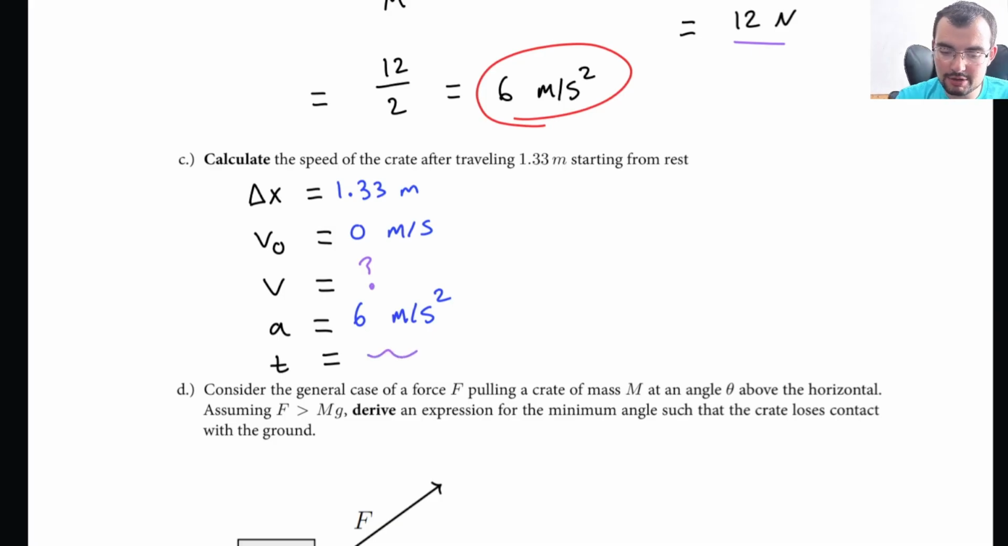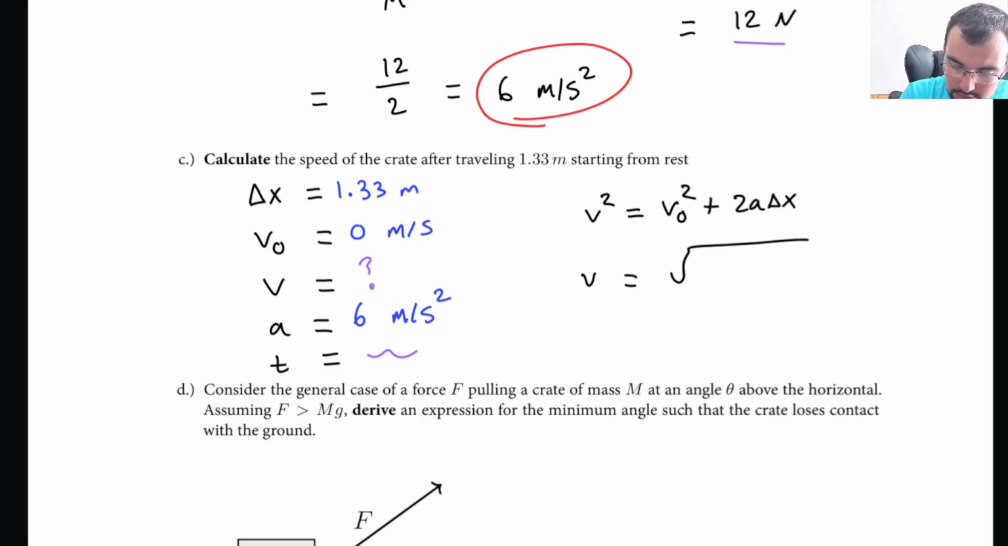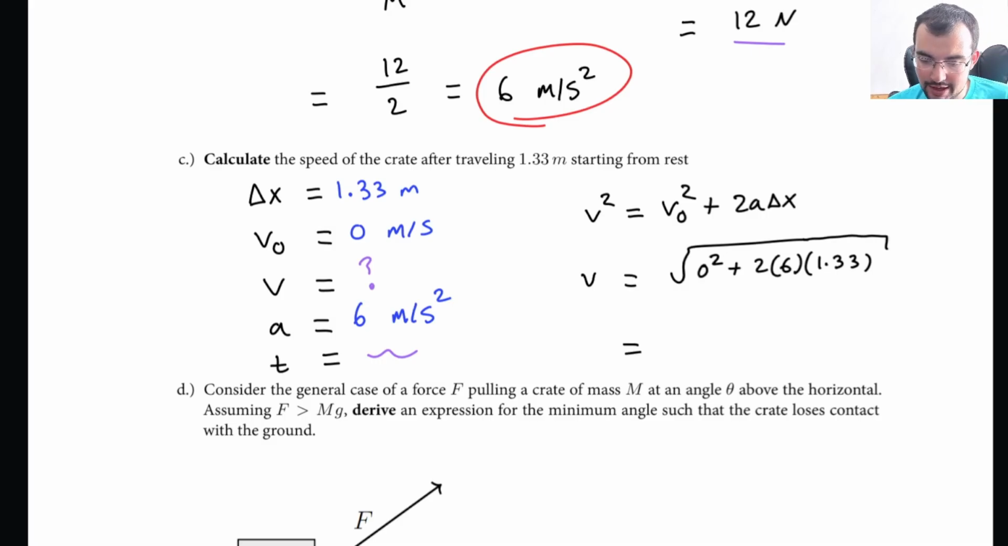All right, so timeless. Kinematics without time is the squared velocity equation. So this means velocity final will be the square root of 0 squared plus 2 times 6 times 1.33. And you know that I picked that because it works out nice. See, what is that? 1.33 is 4/3. So that would be 4 times 4, 16 under the square root. So 4 meters per second. Cool.